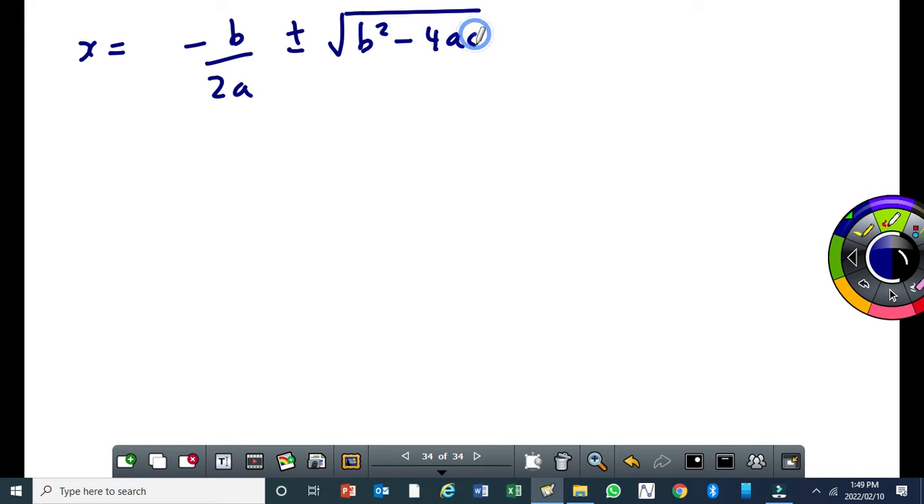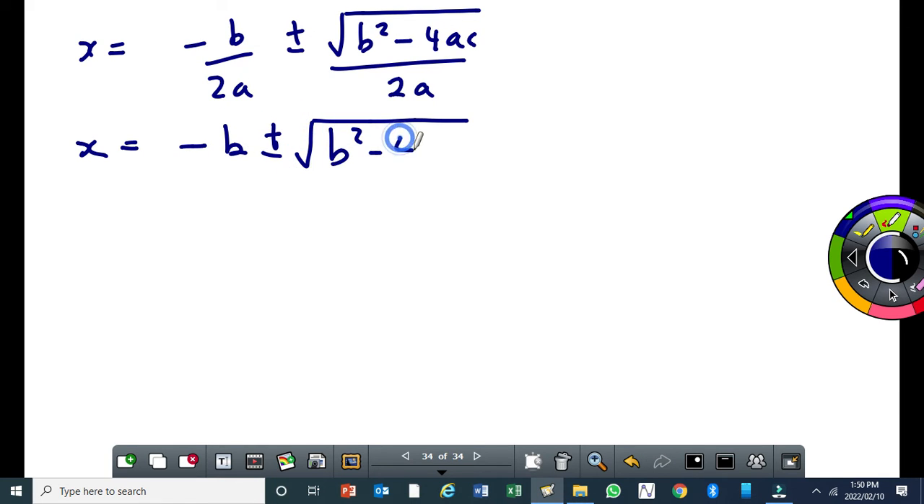If I take it to the right, you get x equal to minus b over 2a plus or minus the square root of b squared minus 4ac all over 2a. Right? Now, if you look at it here, we have a common denominator, that's 2a. So eventually I can write this as minus b plus or minus the square root of b squared minus 4ac all over 2a. Then this is the famous quadratic formula.